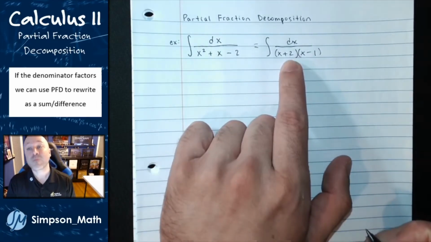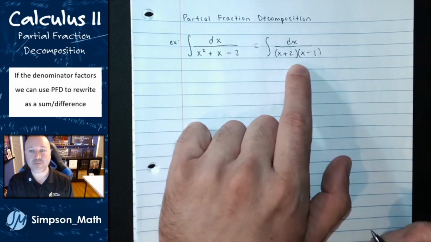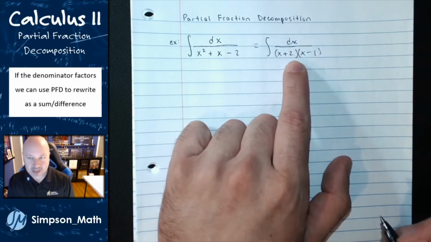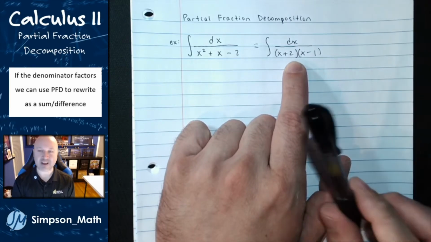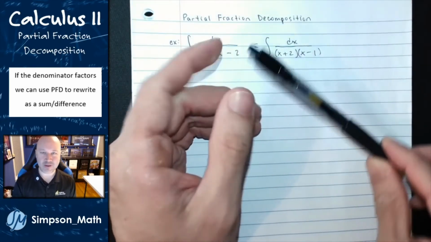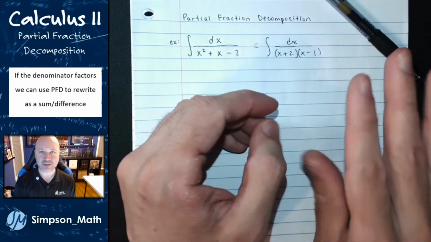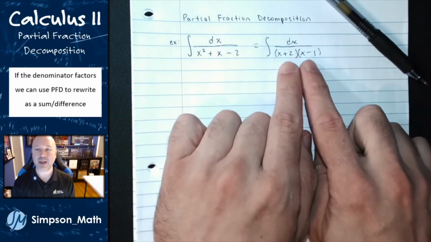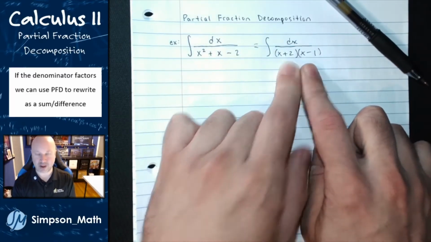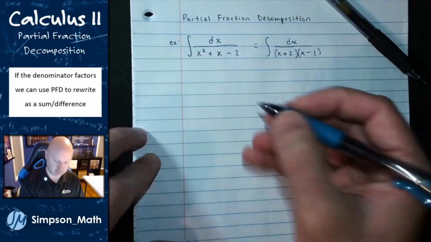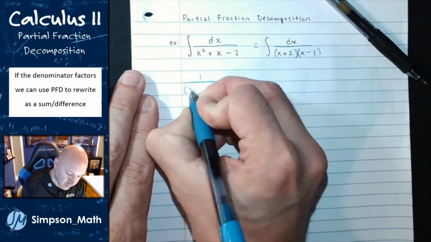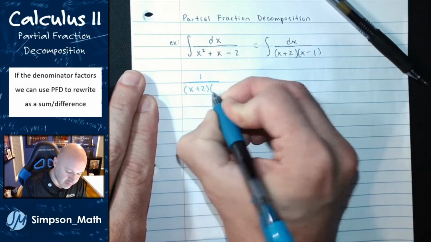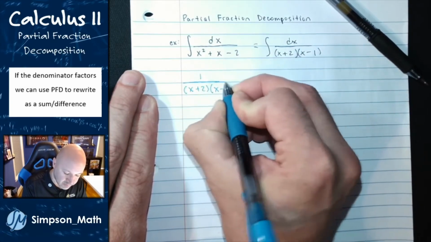So this integrand, dx over that product, I can rewrite using partial fraction decomposition. In fact, I'm going to put my red pen away for a little bit, leaving integration land. I'm just going to look at my integrand, and I'm going to rewrite it. So I'll do that in blue. I have the fraction 1 over x plus 2 times x minus 1.